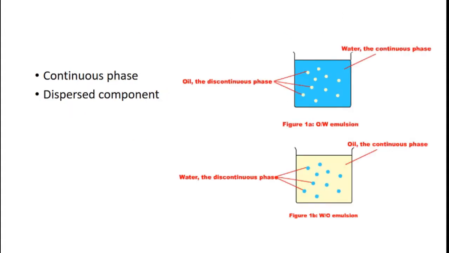Let's also talk about some more terminology. In dispersions, we have a continuous phase, and that's the system that makes up the bulk of the dispersion. And then we've got the dispersed component, or in other terminology, we'll see a discontinuous phase, the particulate within that dispersion. Now, something that we're noting here is this particular terminology. O/W emulsion. Oil in water emulsion. And note, water is the continuous phase.